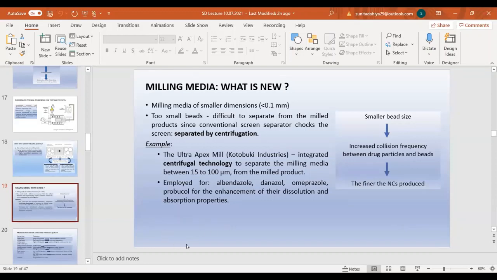For example, one company known as Kotobuki Industries in Japan used the ultra apex mill, and in this mill there was integrated centrifugal technology which separates the milling media, and they used media between 15 to 100 micrometer. From the milled product, by centrifugation, the milling beads can be separated. And they used this technology for various drugs like albendazole, danazol, omeprazole, probucol, and they had good enhancement of the dissolution and absorption properties.